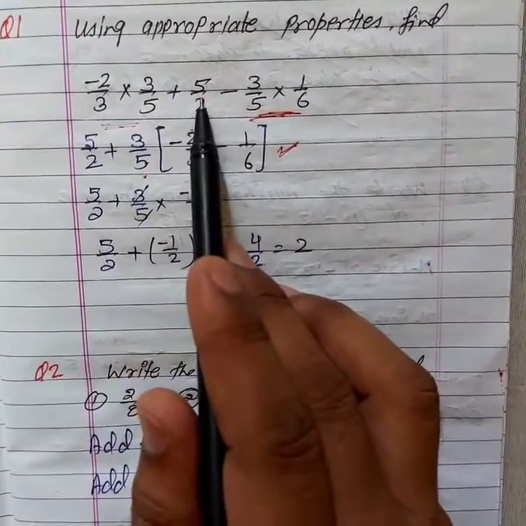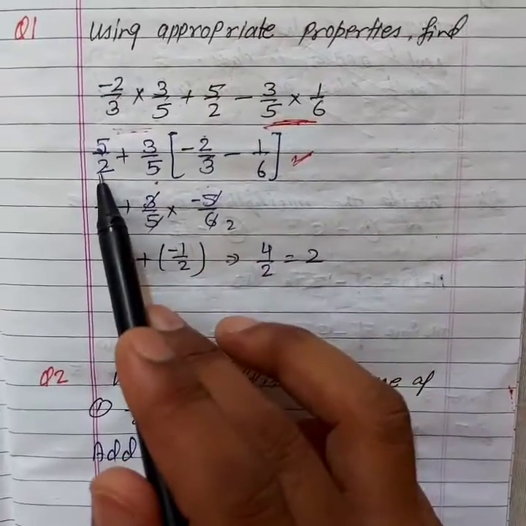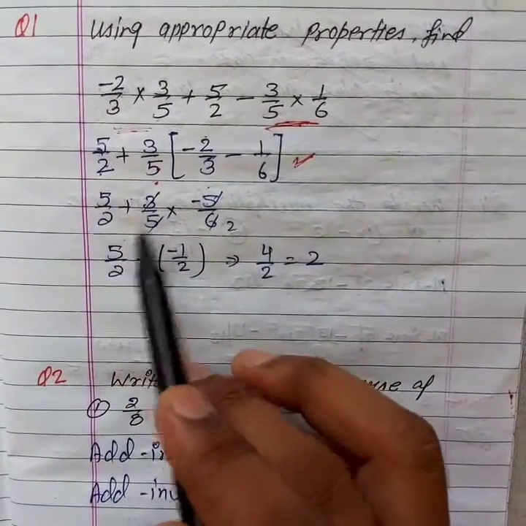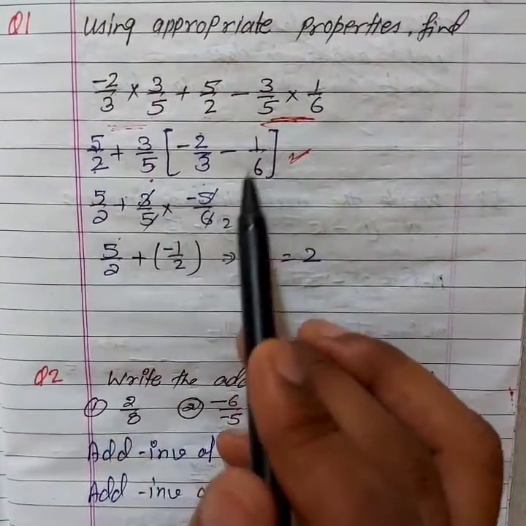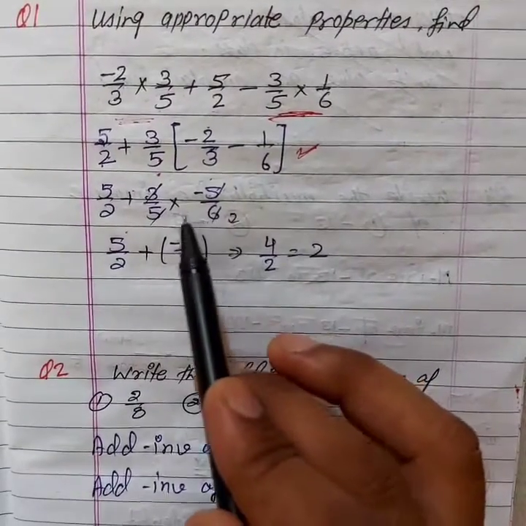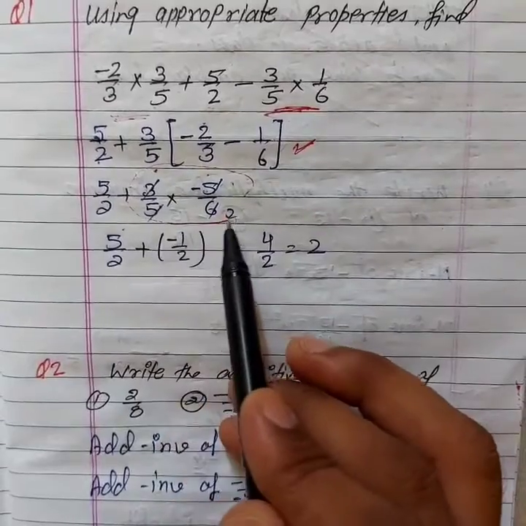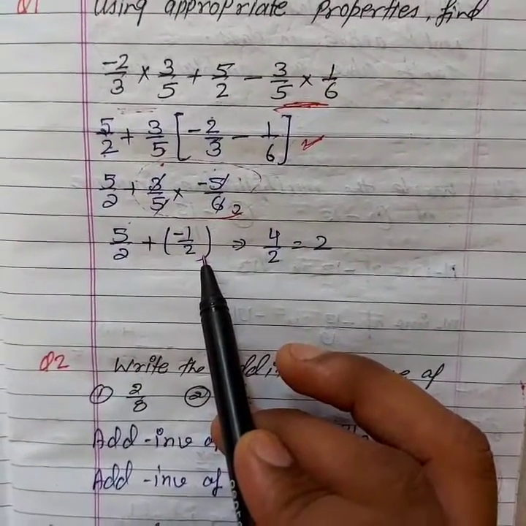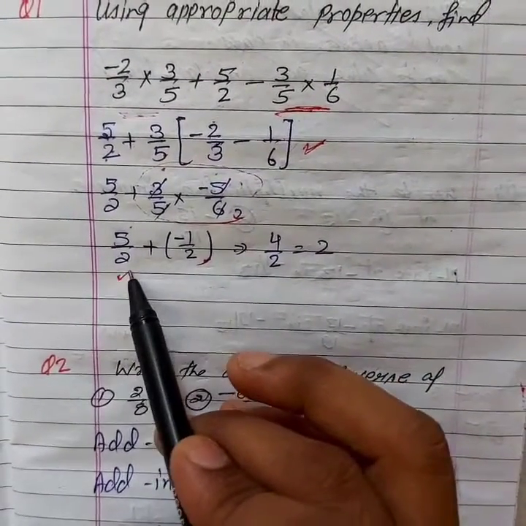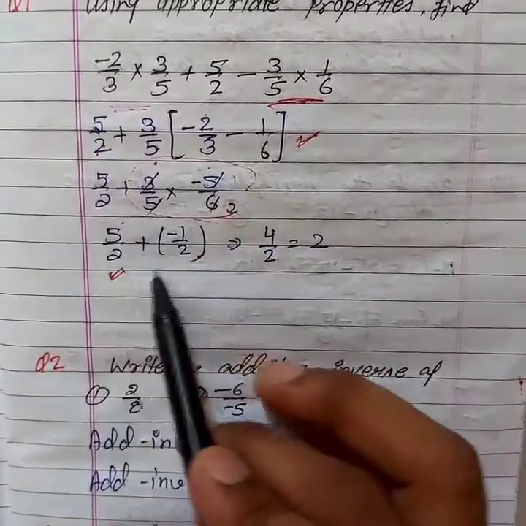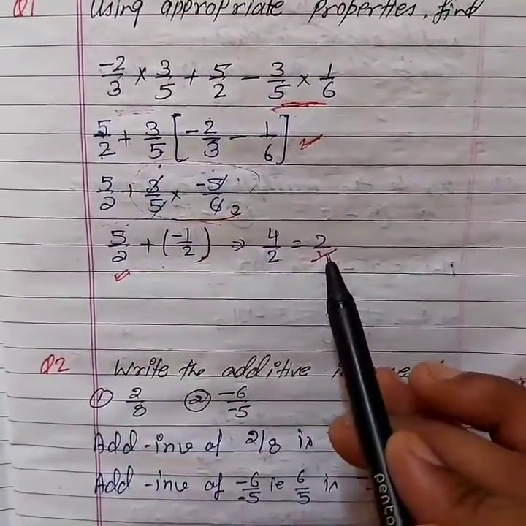The 5/2 is not part of the common factor, so take it separately. The result of this bracket is −5/6 multiplied with 3/5, and then calculate this part. The result is −1/2 + 5/2. Now completely solved, this will be equal to 2.